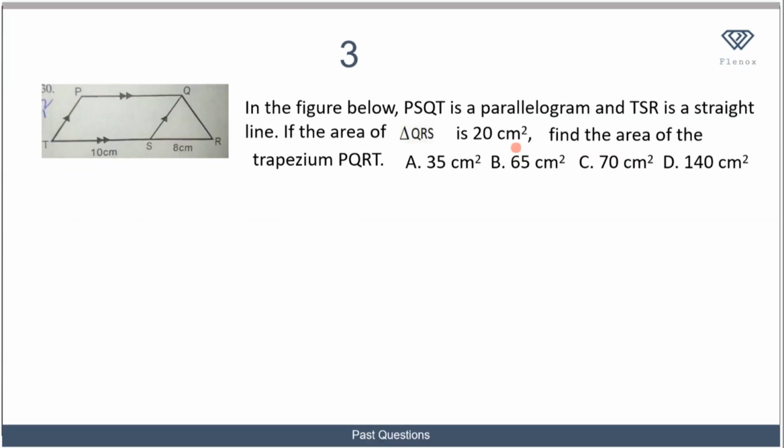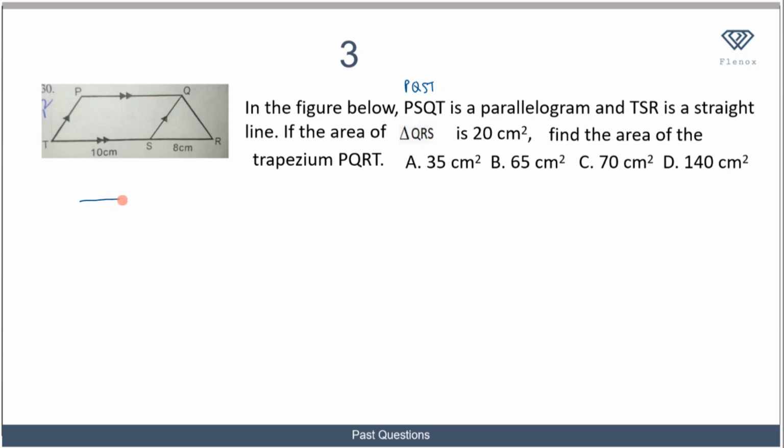In the next question, I ask that in the figure above, PQST, sorry, this is a mistake, this is supposed to be PQST here, so I'll write it out. So PQST is a parallelogram, and TSR is a straight line. This is a straight line over here. If the area of triangle QRS is 20 centimeters square, find the area of the trapezoid PQRT.